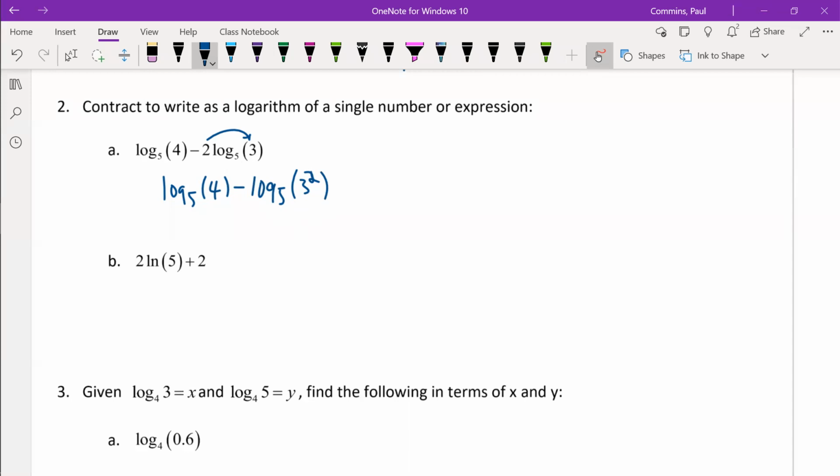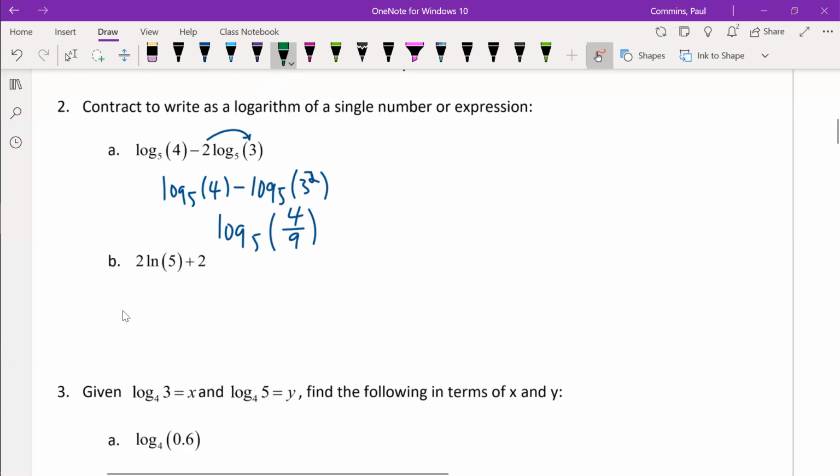And now I can use the second rule for logs. The log of x minus log of y is the log of x over y. So this is log base 5 of 4 over 3 squared, which is 9. And so I've completely collapsed that as much as possible. Log base 5 of 4/9 can't be contracted any further.